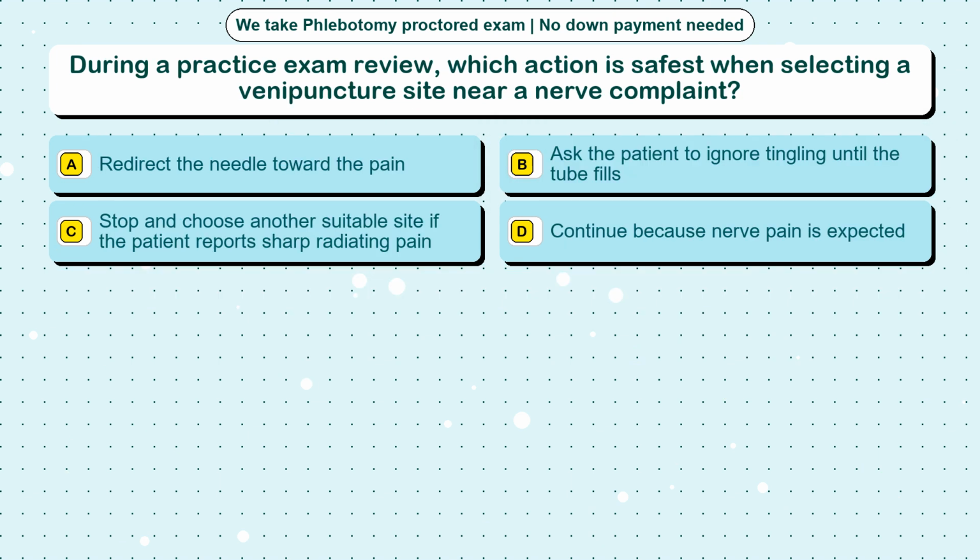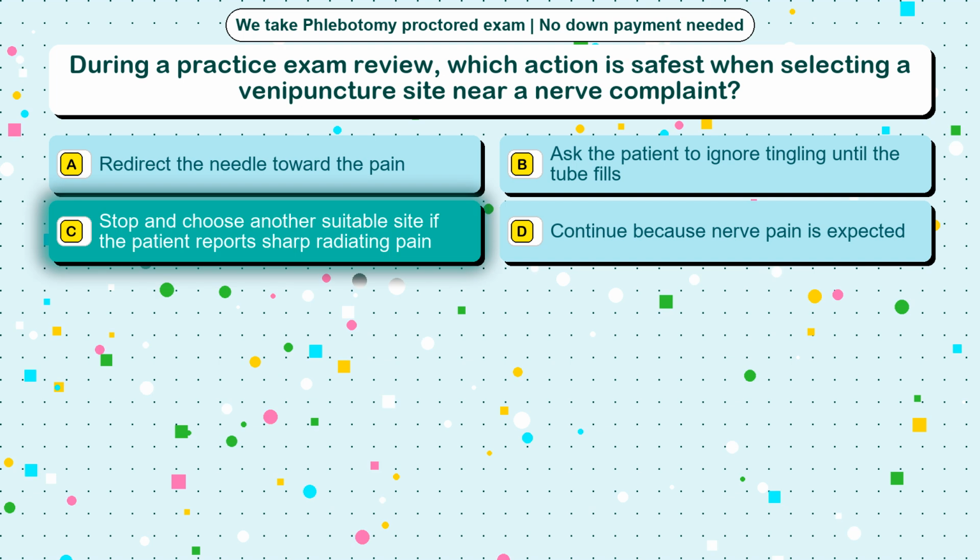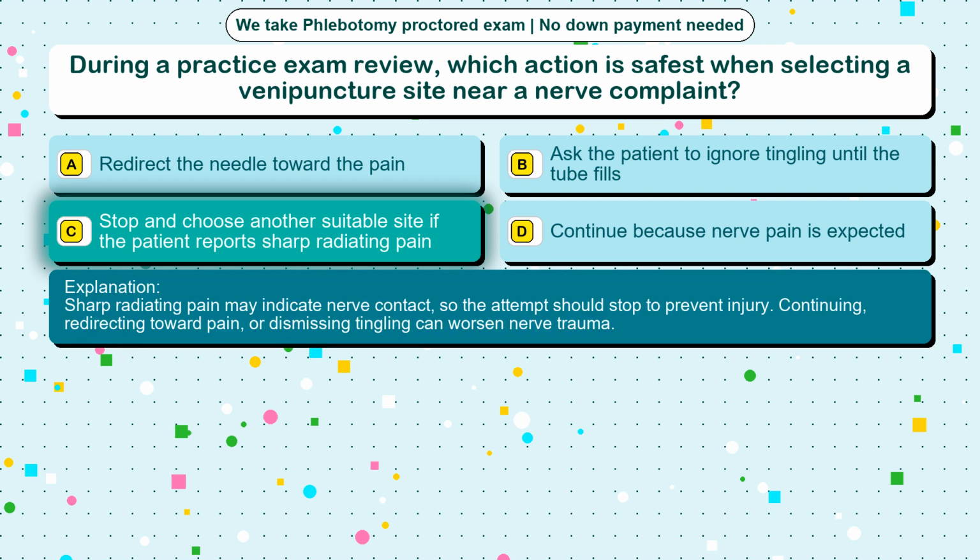Question 71. During a practice exam review, which action is safest when selecting a venipuncture site near a nerve complaint? Option A. Redirect the needle toward the pain. Option B. Ask the patient to ignore tingling until the tube fills. Option C. Stop and choose another suitable site if the patient reports sharp radiating pain. Option D. Continue because nerve pain is expected. The correct answer is option C. Stop and choose another suitable site if the patient reports sharp radiating pain. Sharp radiating pain may indicate nerve contact, so the attempt should stop to prevent injury. Continuing, redirecting toward pain, or dismissing tingling can worsen nerve trauma.